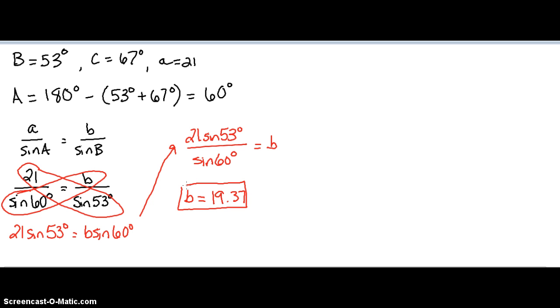Remember, we also want to solve this triangle for the length of side C. So I'm going to do the same thing, except this go around, I'm going to go back in and use C. So we got 21 over sine of 60 is equal to C over sine of 67 degrees. So once again, we are going to cross multiply. So if we cross multiply, we're left with this statement: 21 sine of 67 degrees is equal to C sine of 60 degrees.